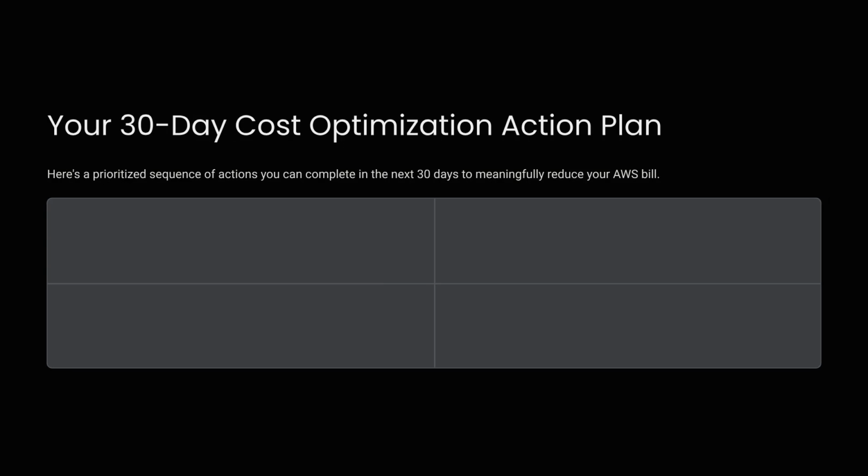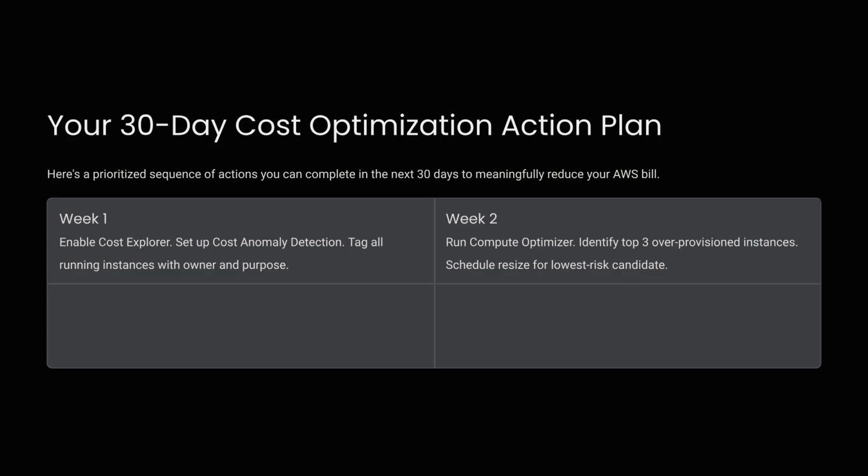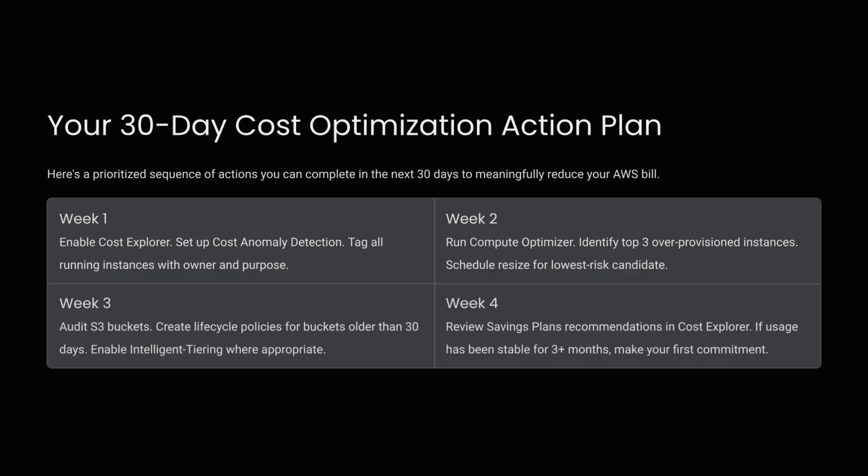Your 30-day action plan. Week 1, set up Cost Explorer and tag instances. Week 2, run Compute Optimizer and schedule your first resize. Week 3, audit S3 buckets and apply lifecycle policies. Week 4, review Savings Plans recommendations and make a commitment.